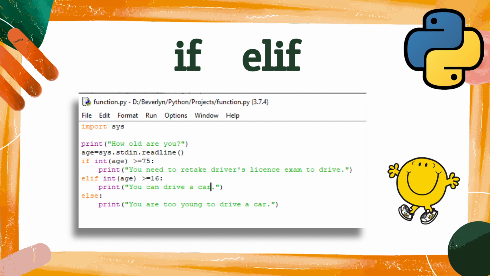Here, I added one more category when age is greater than or equal to 75. If the age is greater than or equal to 75, it will print out, "You need to retake driver's license exam to drive." Although it looks like the elif takes care of the case if the age is greater than or equal to 16, it only takes care of the age range from 16 to 75. And then the remaining goes to else. This else takes care if the age is smaller than 16 and prints out, "You are too young to drive a car."